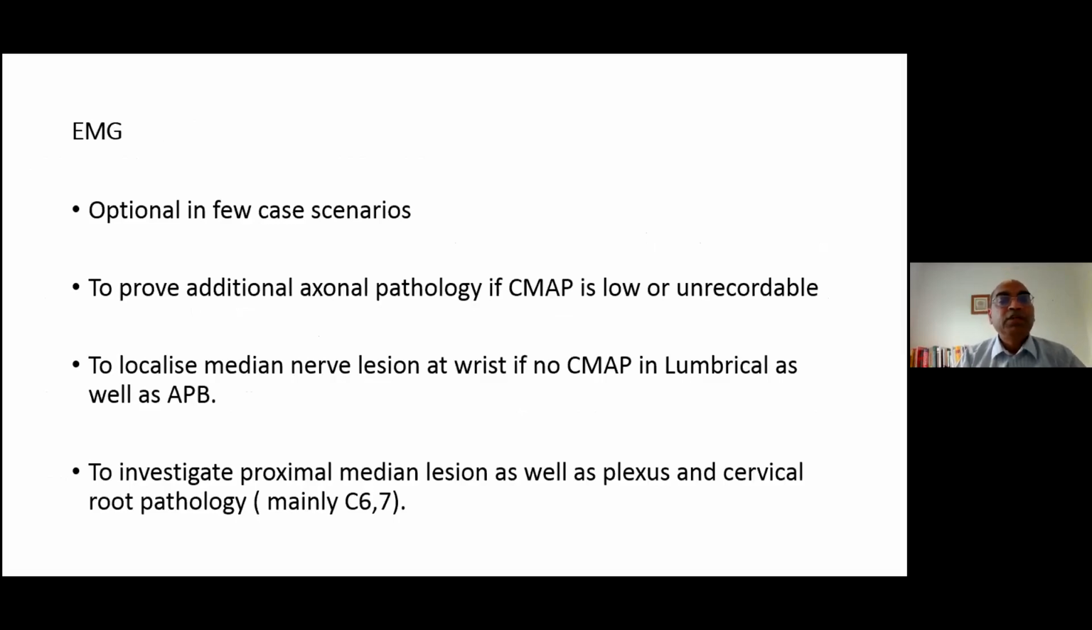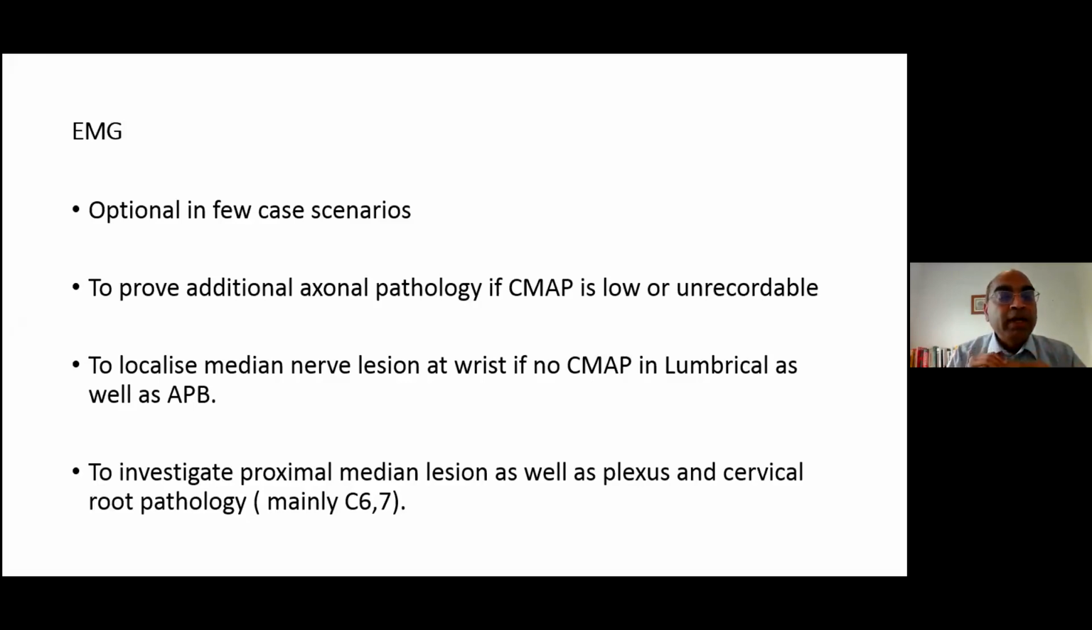EMG is only for optional case scenarios. So if you have a low CMAP and you want to prove that it's indeed axonal, not due to distal motor block, then you can do a needle EMG of the APB. Otherwise, usually it's not necessary. Another occasion is if there is a non-localizable axonal median neuropathy, you are not able to localize it at the wrist, and you want to prove the median nerve pathology we are seeing is not part of a plexus or high median nerve involvement in the forearm. You can do in those cases needle EMG of the APB, pronator quadratus, FPL and flexor carpi radialis, and show that these muscles are all normal and only the problem is in the APB. Then you can see that this axonal median nerve pathology is at the wrist, not further proximally.